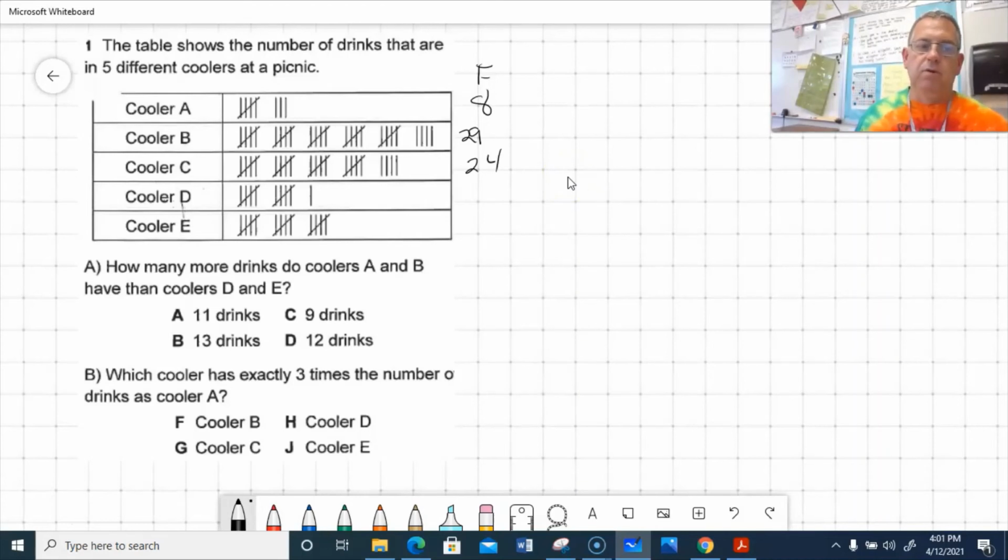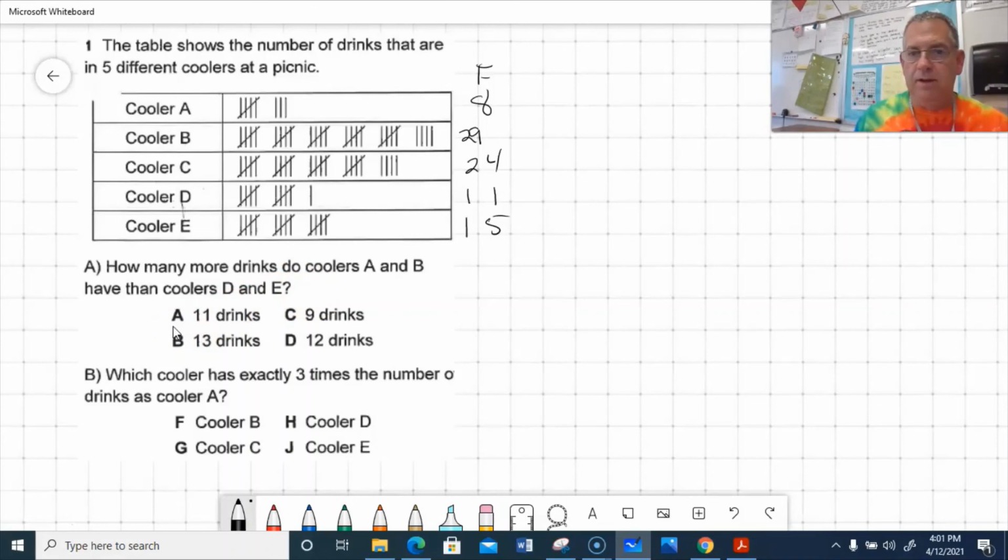How many drinks are in cooler D? Yep, there's 2 5s and a 1. That would be 11 drinks. And how many drinks are in cooler E? Yep, I have 3 groups of 5. That's 15. So, when you figure out how many more drinks do cooler A and B have than cooler D and E? So how many drinks do cooler A and B have?